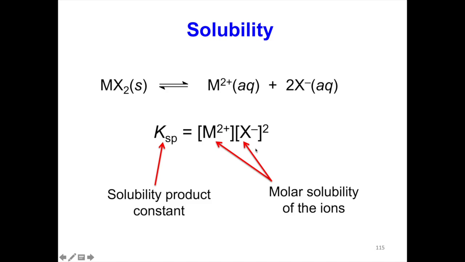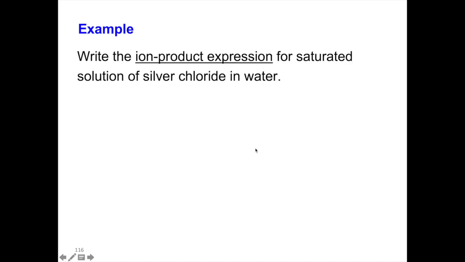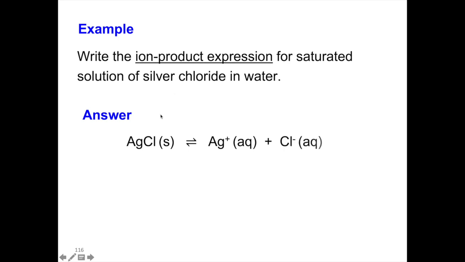Write the ion product expression for a saturated solution of silver chloride in water. So write down the equation of the dissolution of the salt: AgCl in solid produces Ag plus aqueous plus Cl minus aqueous. The ion product expression here means the Ksp. So the Ksp is equal to the concentration of Ag plus times the concentration of Cl minus.